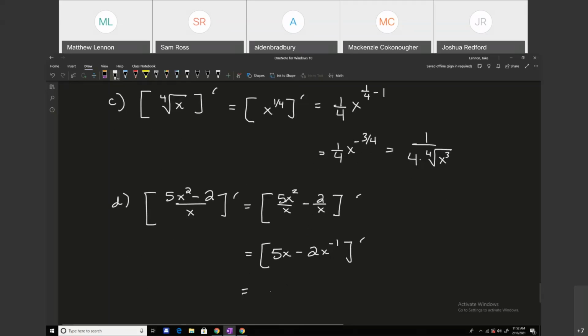And then the derivatives term by term: 5x just has derivative 5. For the second one, bring down the negative 1, so that becomes a plus 2x, and then subtract 1 from the power. It's going to be negative second as the new exponent. So again, we could write this as 5 plus 2 over x squared if we wanted.